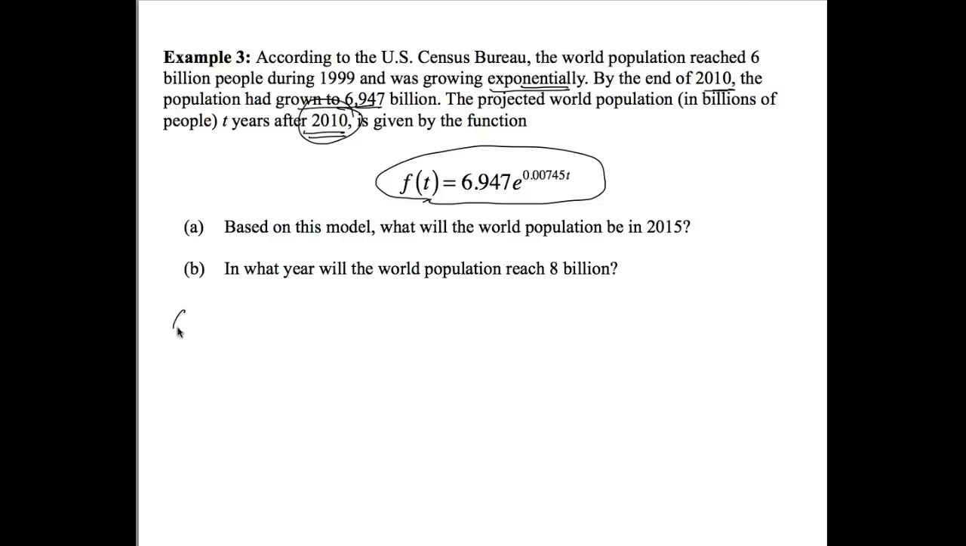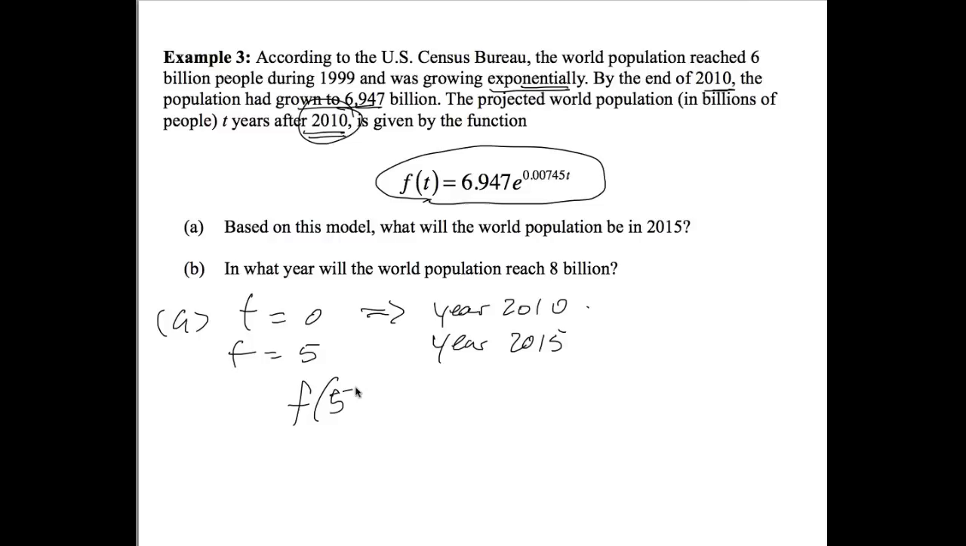Well, we look at part A. If we take t equals 0 to represent the year 2010. Okay. Right, so then the year 2015 will be when t is equal to 5. Okay, so what we have here is then f of 5 is going to be equal to 6.947 e to the 0.00745 by 5.